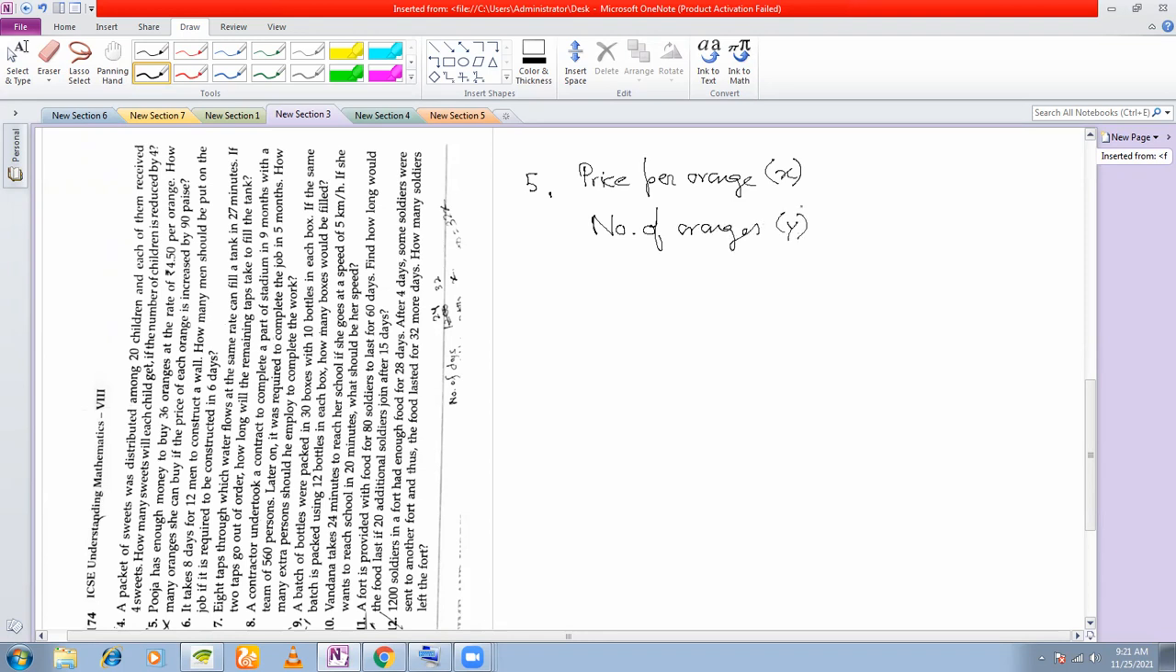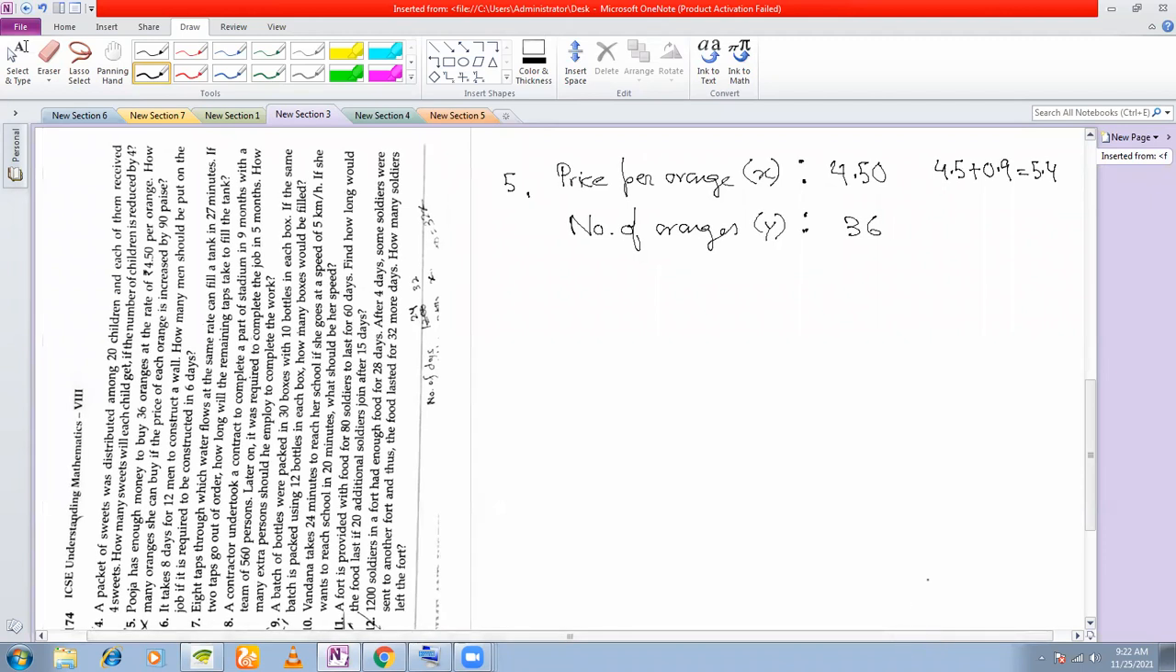Let us consider this as y. Now place whatever is given here. Pooja has enough money to buy 36 oranges at the rate of 4.5. So at the rate of 4.5, she is buying 36 oranges. Now, how many oranges can she buy if the price of each orange is increased by 90 paisa? What do you mean by increased by 90 paisa? 4.5 plus 0.9, which is equal to 5.4. So now the new price is 5.4. So how many oranges can you buy? Let us say y2.